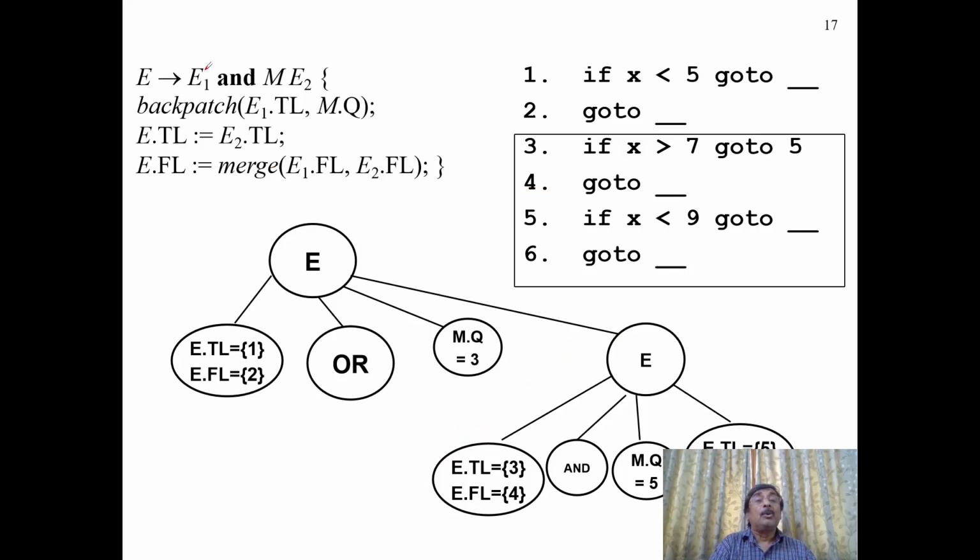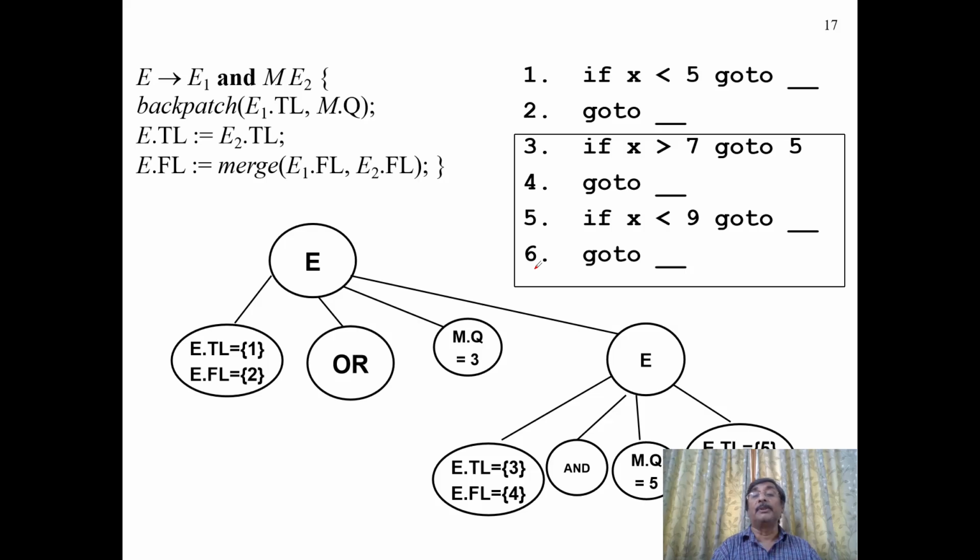The code says E1.tl, that is this TL, has to be completed by this M.quad. So that means line number 3 is an incomplete goto whose target will have to be corrected by 5. Now this true list will remain E2.tl. That means its true list will be 5. See, 3 has already been taken care of. So 3 is not incomplete as of now. But this E can be false when the control goes to line number 4 or line number 6. Why line number 4? Because x greater than 7 is not true. Why line number 6?